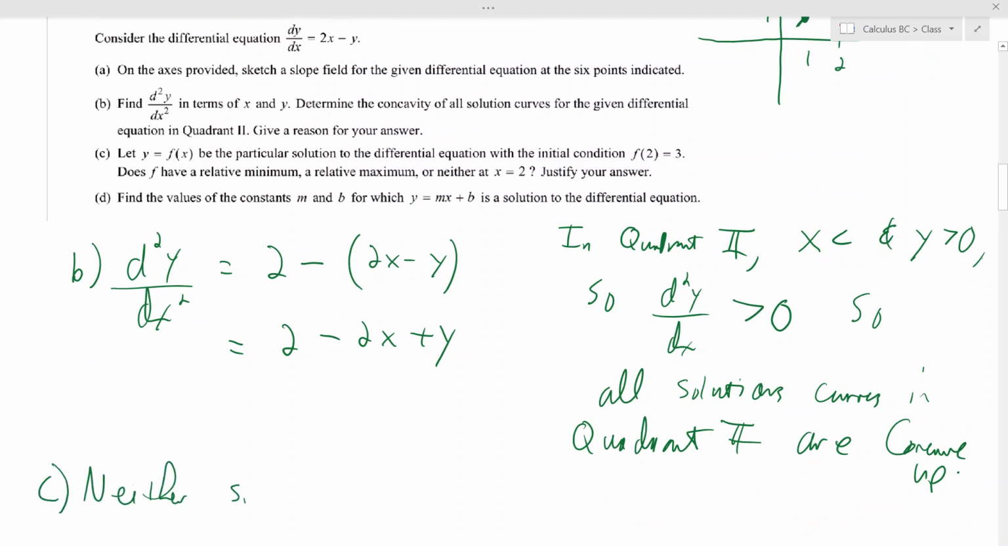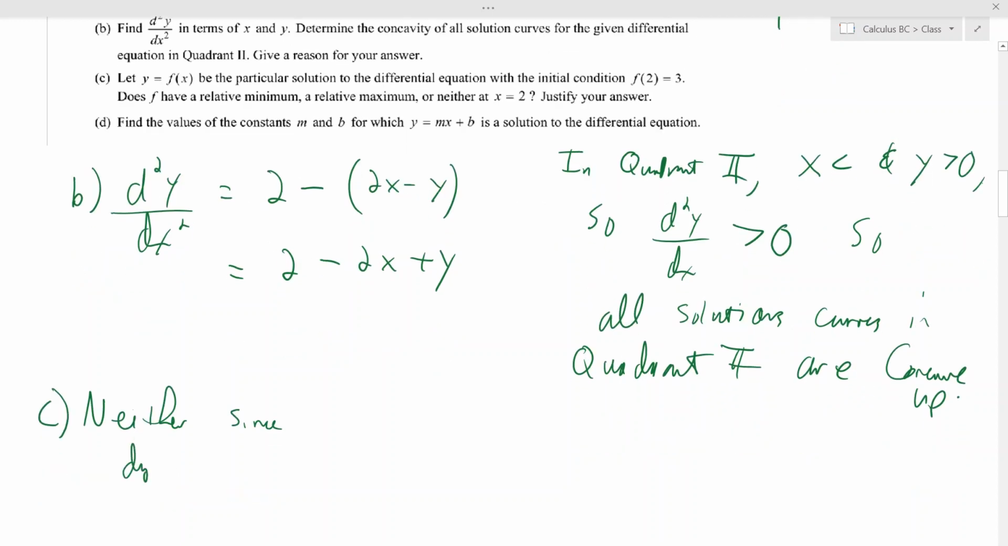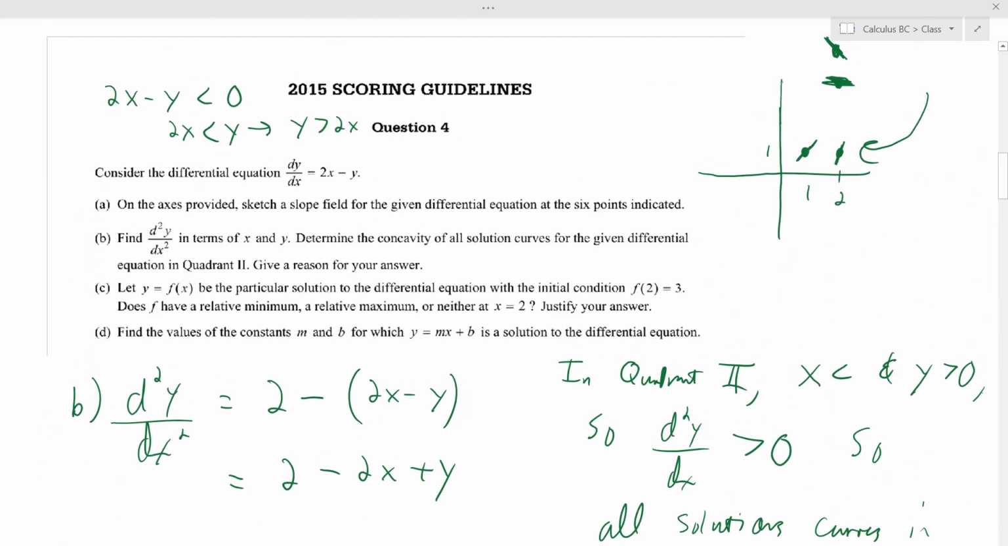Neither. Remember, to have a max or min, the derivative has to be 0. Since dy/dx at the point (2, 3) is 1, which is not 0. Okay. Now, if the derivative were 0, we'd have to check the concavity. However, the derivative was not 0. And then part D says find constants m and b where that's a solution to the differential equation.